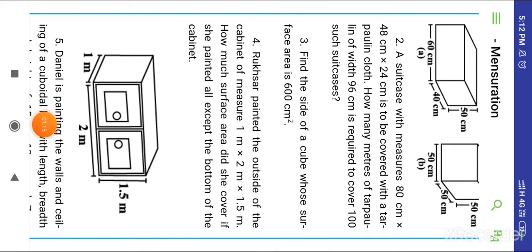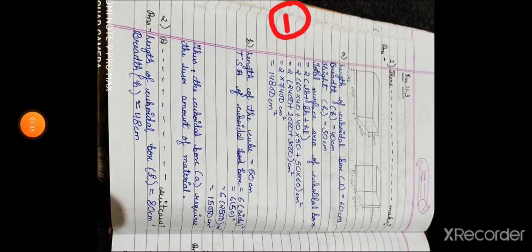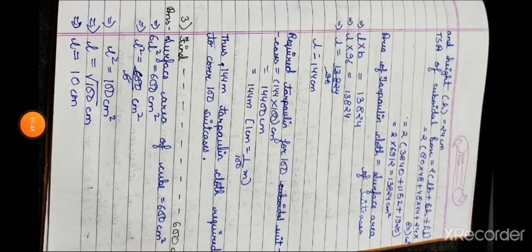Second question is: a suitcase with measures 80 centimeter, 48 centimeter and 24 centimeter is to be covered with a tarpaulin cloth. How many meters of tarpaulin cloth of width 96 centimeter is required to cover 100 such suitcases? First of all, we note all the information from the question: length of the box is 80 centimeter, breadth of the box is 48 centimeter and height of the box is 24 centimeter.